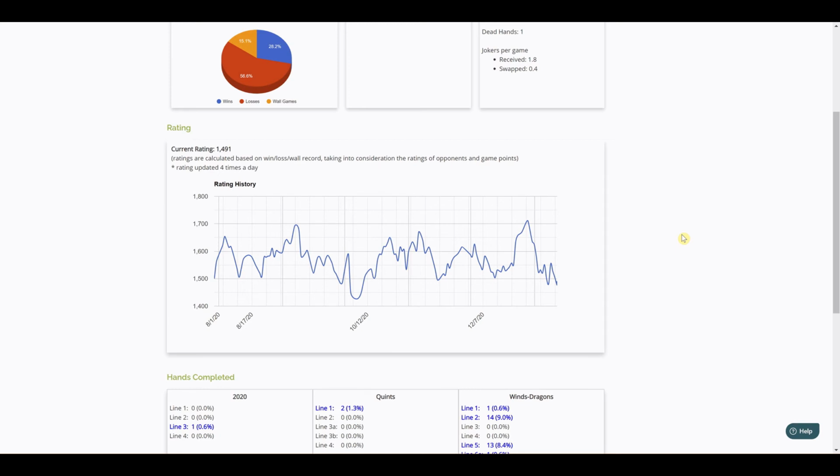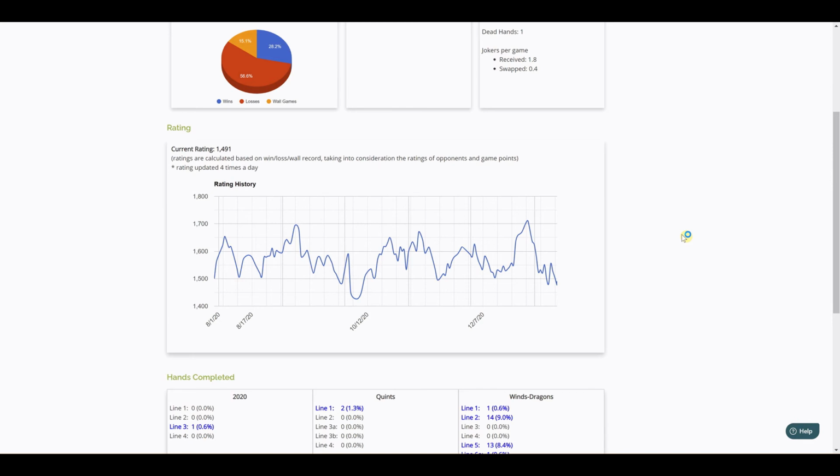The number of points that you gain or lose per game will also affect the amount your rating rises or falls. The more points earned by the winner of each game, and the more points deducted from an opponent, the greater the impact on the rating for a given game.